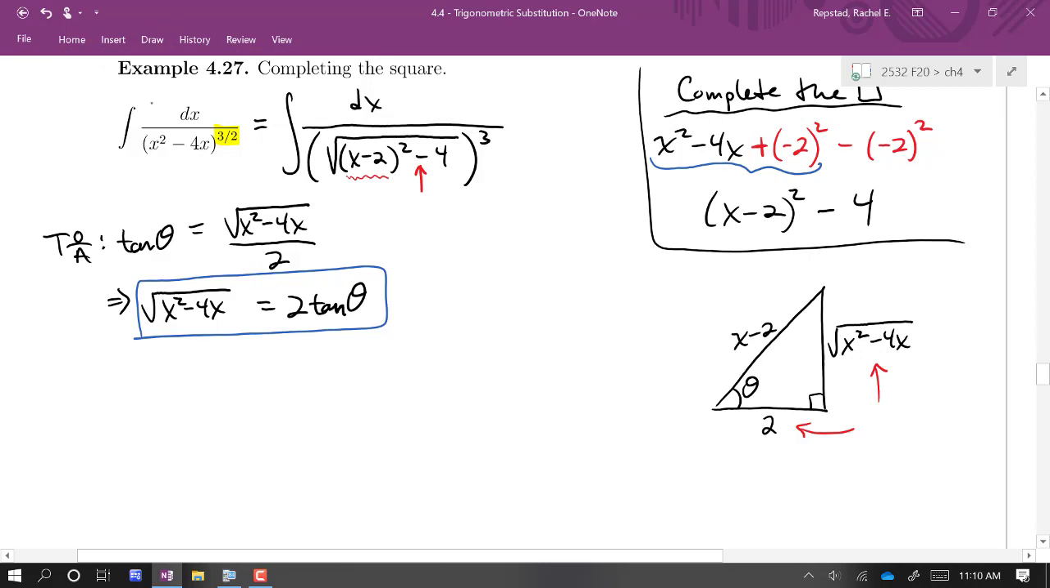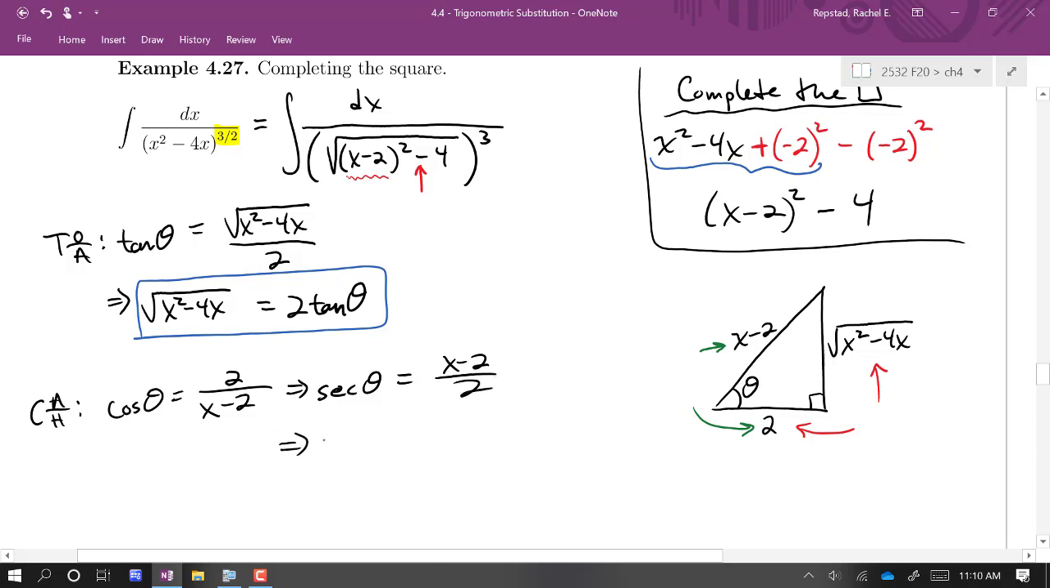So that one's all set. We need an expression for x. So to get an expression for x, I'm going to use the hypotenuse and the constant side. So that'll be cosine. Cosine is 2 over x minus 2. That means that secant theta is equal to x minus 2 over 2. And if we multiply both sides by 2, we get x minus 2 is equal to 2 secant theta. And then we just add 2 to both sides.